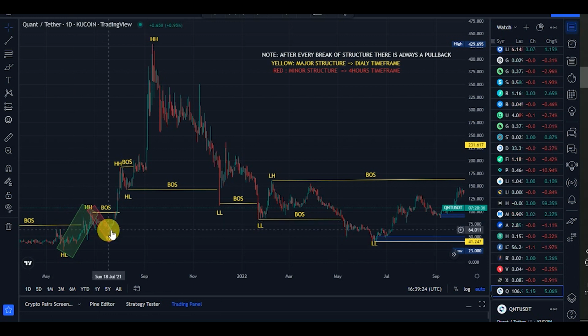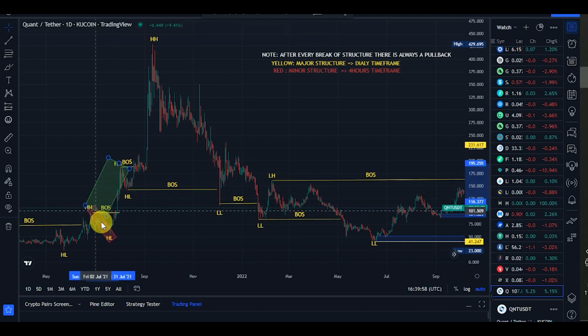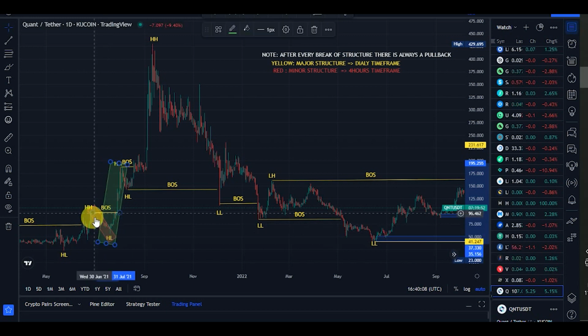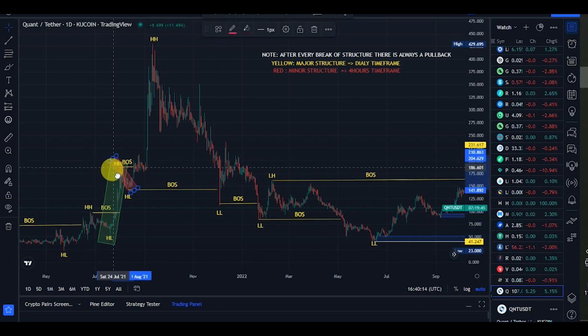The market broke structure from here, giving us this high, and it gave us this impulsive move to break this structure. And what are we expecting? We're expecting a pullback. The market gave us this pullback. The next thing was price broke structure again to the upside. After a break of structure, we should always expect a pullback, so price pulled back to this point. After pulling back, we expected another break of structure, and price broke structure again to the upside, telling us that the bulls are still in control of the market.